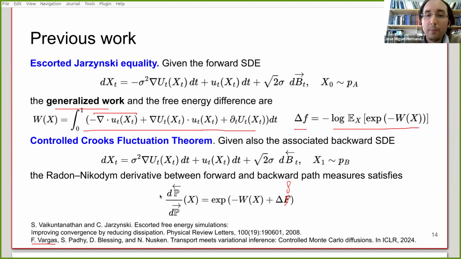Here you will have path measures. These would be the measures for the trajectories that the SDEs generate in the forward and in the backward direction, and you can calculate this ratio between those measures. This is often called the Radon-Nikodym derivative. And you can show that this equality holds, but here you're assuming trajectories with an infinite number of steps. Obviously, you can discretize them. It's more or less the same as what we have mentioned before.